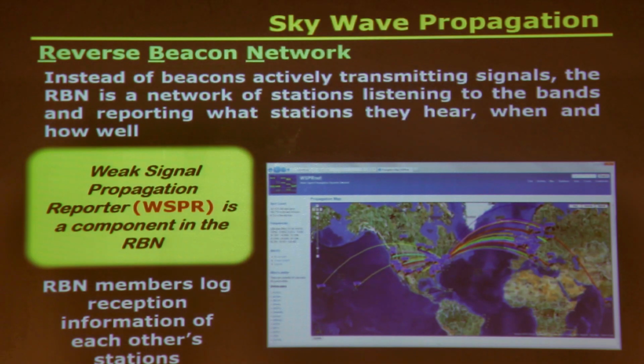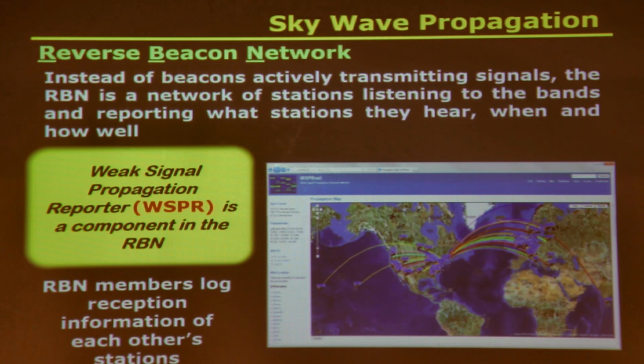Instead of beacons actively transmitting the signals, the reverse beacon network is a network of stations listening to the band. They're already doing the listening for you and reporting what stations they hear and when and how well. Now this doesn't rely on only beacon stations. They're listening to anybody who's participating.